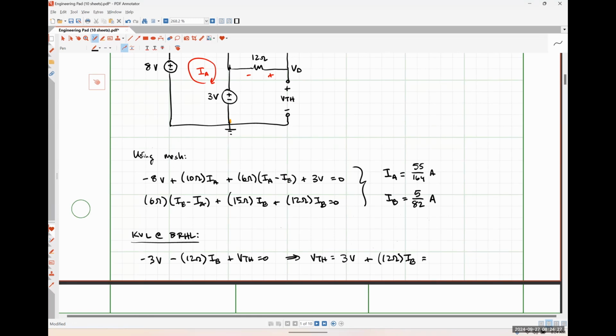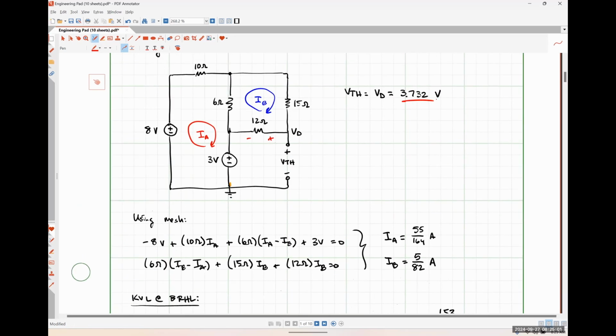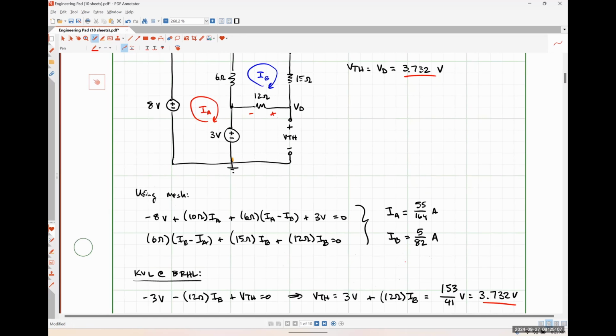So 3 plus 12 times 5/82. Syntax error. 3 plus 12 times 5/82 gives me 153/41, or 3.732 volts. So it seems to me like we got the same answer using nodal or mesh, which we should, just to be real clear. They should never be different. Okay.